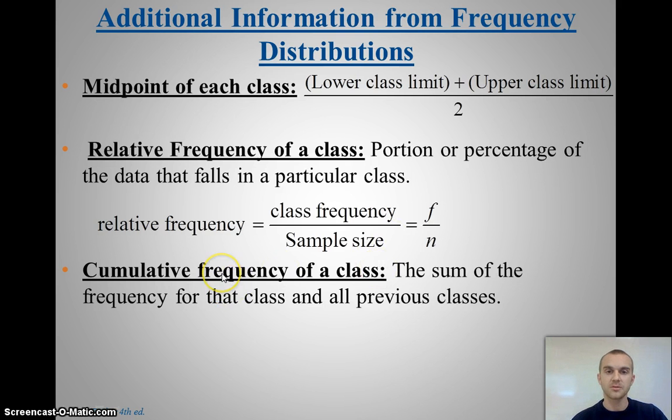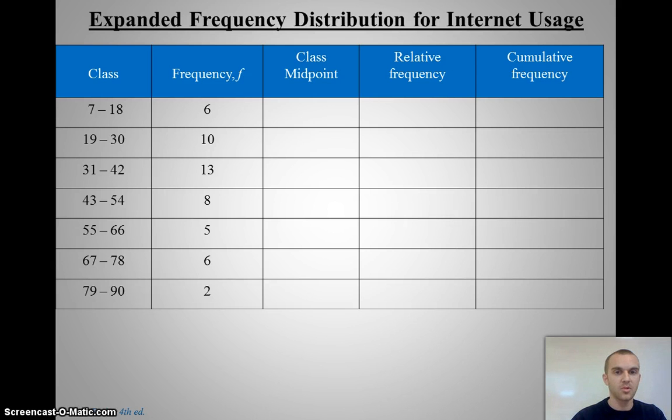And last one, the cumulative frequency. What we do is we start with the very first frequency we have in the first class, and then we're going to continue to add them up as we go down in each of our classes. So let's look at an example with our data that we had before.